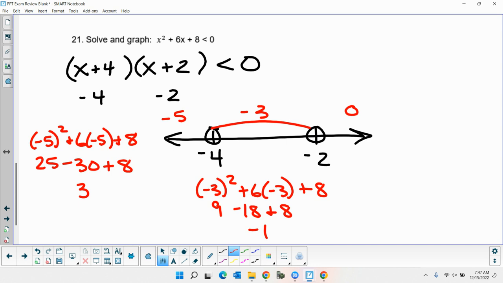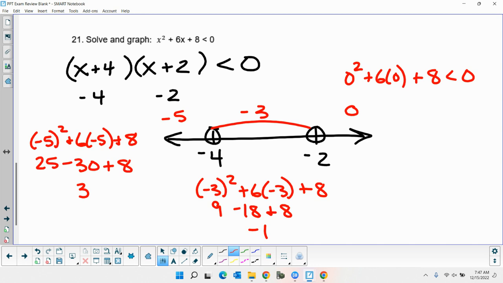So I put 0 in. 0 squared plus 6 times 0 is 0. Plus 8 is 8. Is 8 less than 0? No. So it's just that middle. So that's what we did to graph those on the number line.